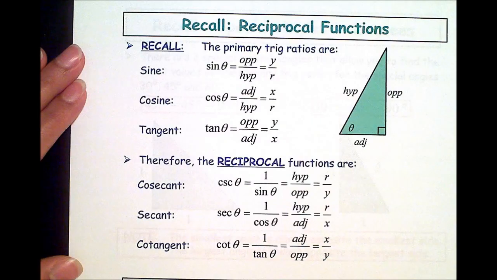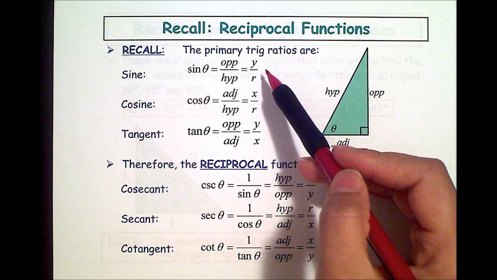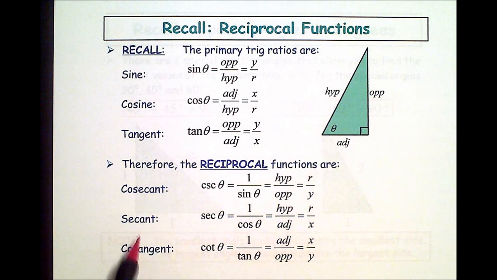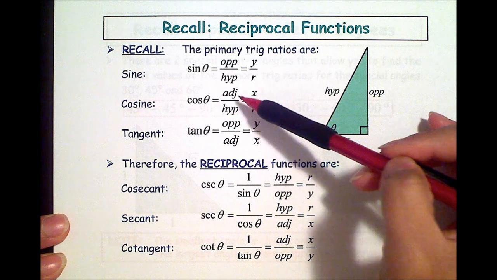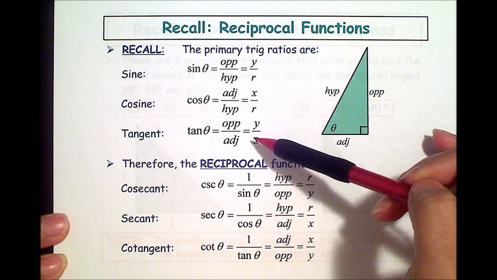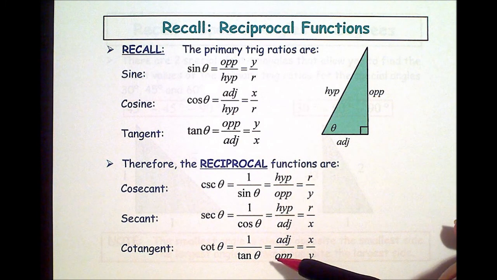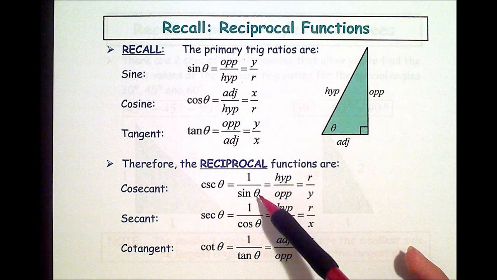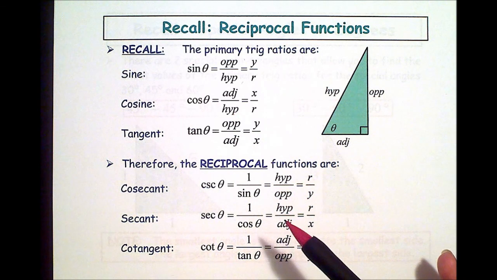Remember the reciprocal functions that we looked at. We know the primary trig functions, which are sine, cosine, and tangent. And the reciprocal functions are cosecant, secant, and cotangent. You can see here the relationship between sine and cosecant, between cosine and secant, and between tangent and cotangent. They are all reciprocal functions. For sine, normally you would do opposite over hypotenuse. For cosecant, you would do hypotenuse over opposite. Reciprocal means you literally switch the numerator and denominator.